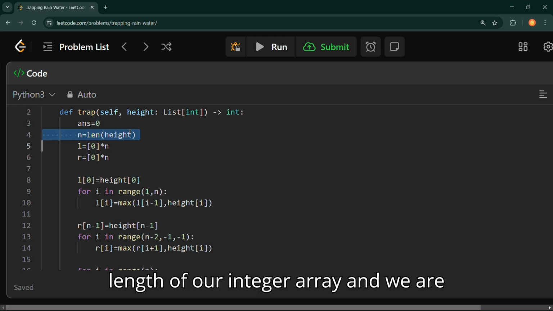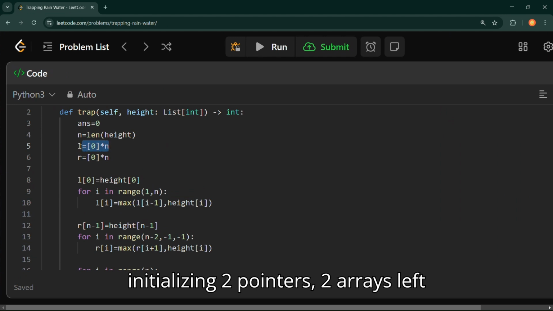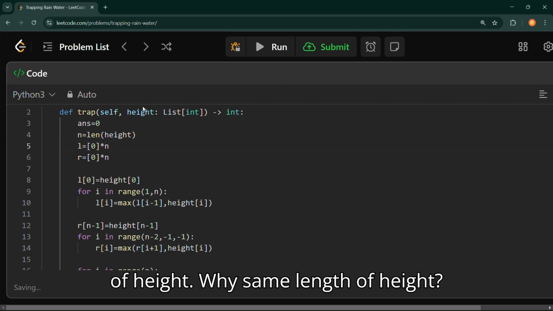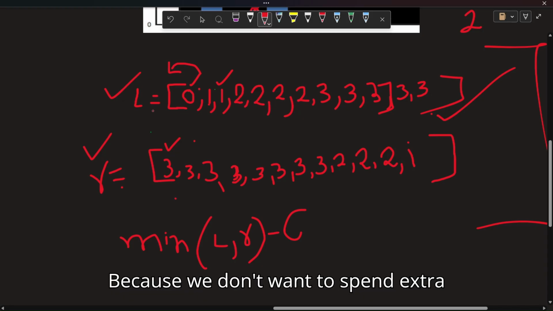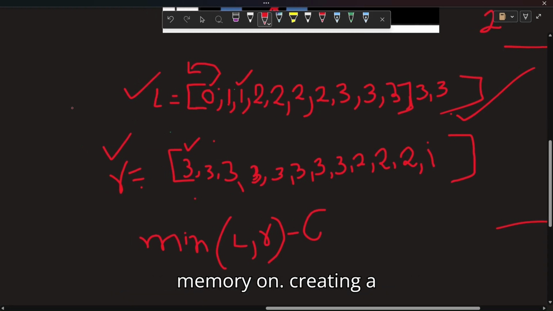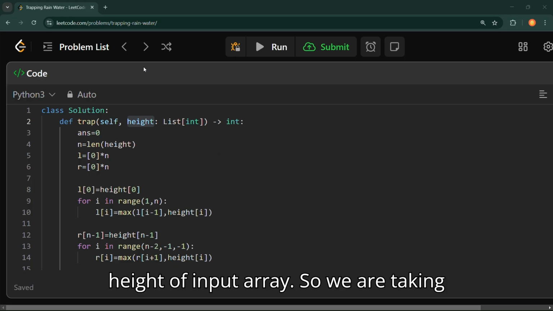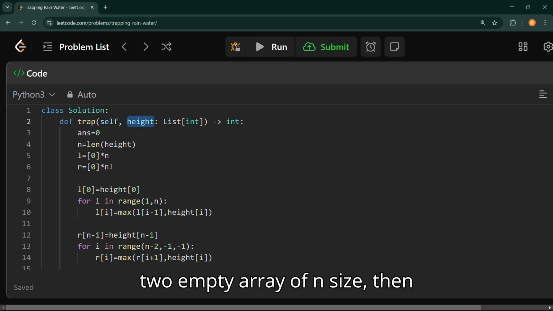Now we are taking the length of our integer array and we are initializing 2 arrays, left and right, of the same length as height. Why the same length as height? Because we don't want to spend extra memory on creating a longer array. So we are taking this exact height of the input array. So we are taking 2 empty arrays of n size.